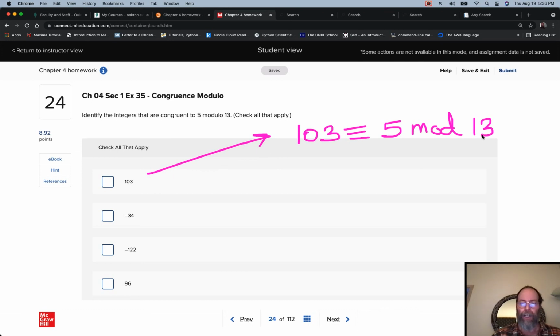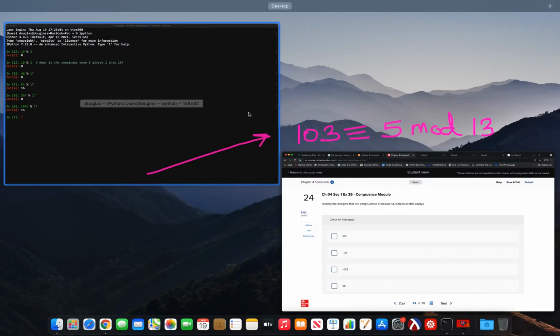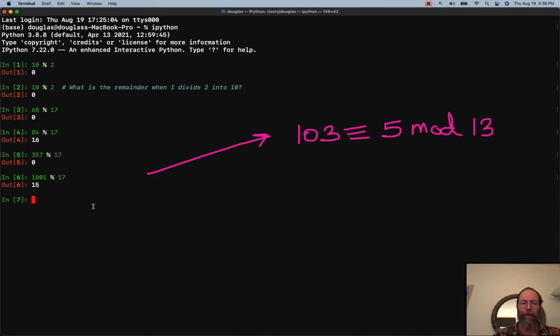Let's try it out. So how do we put that to the test? It's going to be 103 minus 5 mod 13. Is the result 0? No, it's not 0. Let me change that. It is not congruent to 5 mod 13.